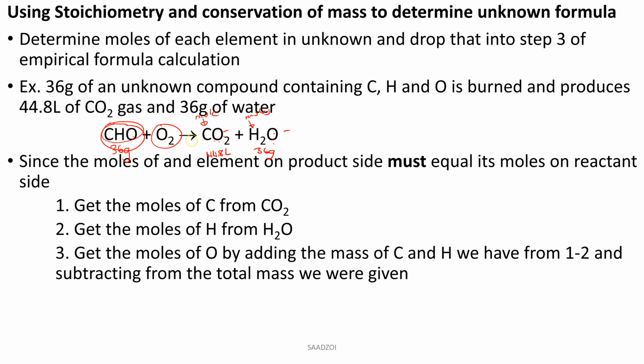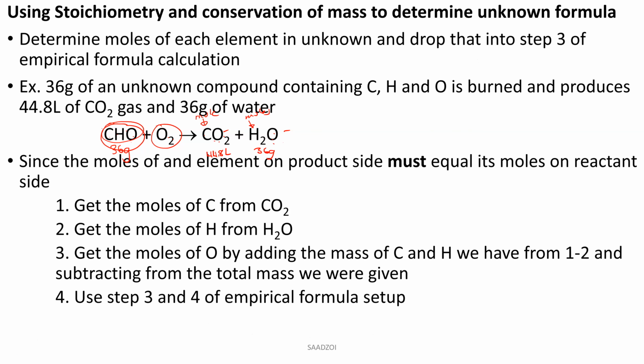The better route would be if you know your grams of carbon, you know your grams of hydrogen, and you know your total mass of the sample, I could take 36 minus those two masses, and what's left is going to be the oxygen. So that's the fastest way. The other ways you could do are just more time consuming. I'm going to show you how to do that. And then you do steps 3 and 4, the empirical formula setup we saw a minute ago, and then we could solve for it.